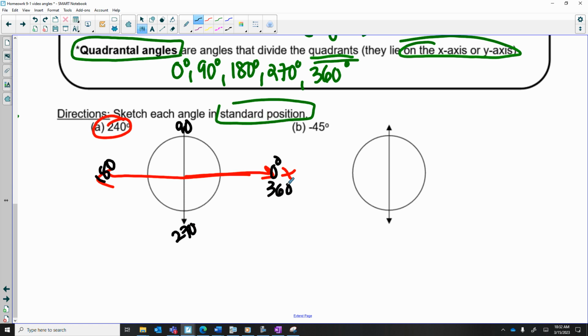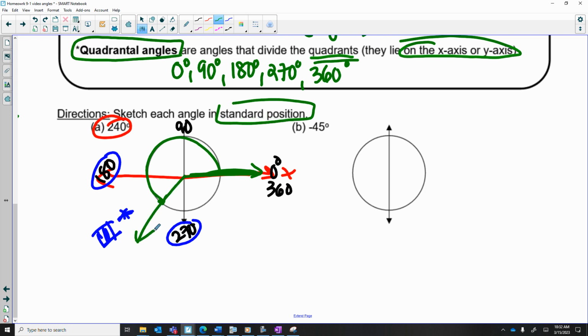So hopefully you're realizing that 240 will land here, and this is called quadrant 3. Quadrant 3 because 240 is a number between 180 and 270. So to rotate it, I'm going to start on the positive side of the x-axis. I'm going to rotate it around, and I'm going to land here. That is your 240 degree angle. It's more than 180 degrees there.